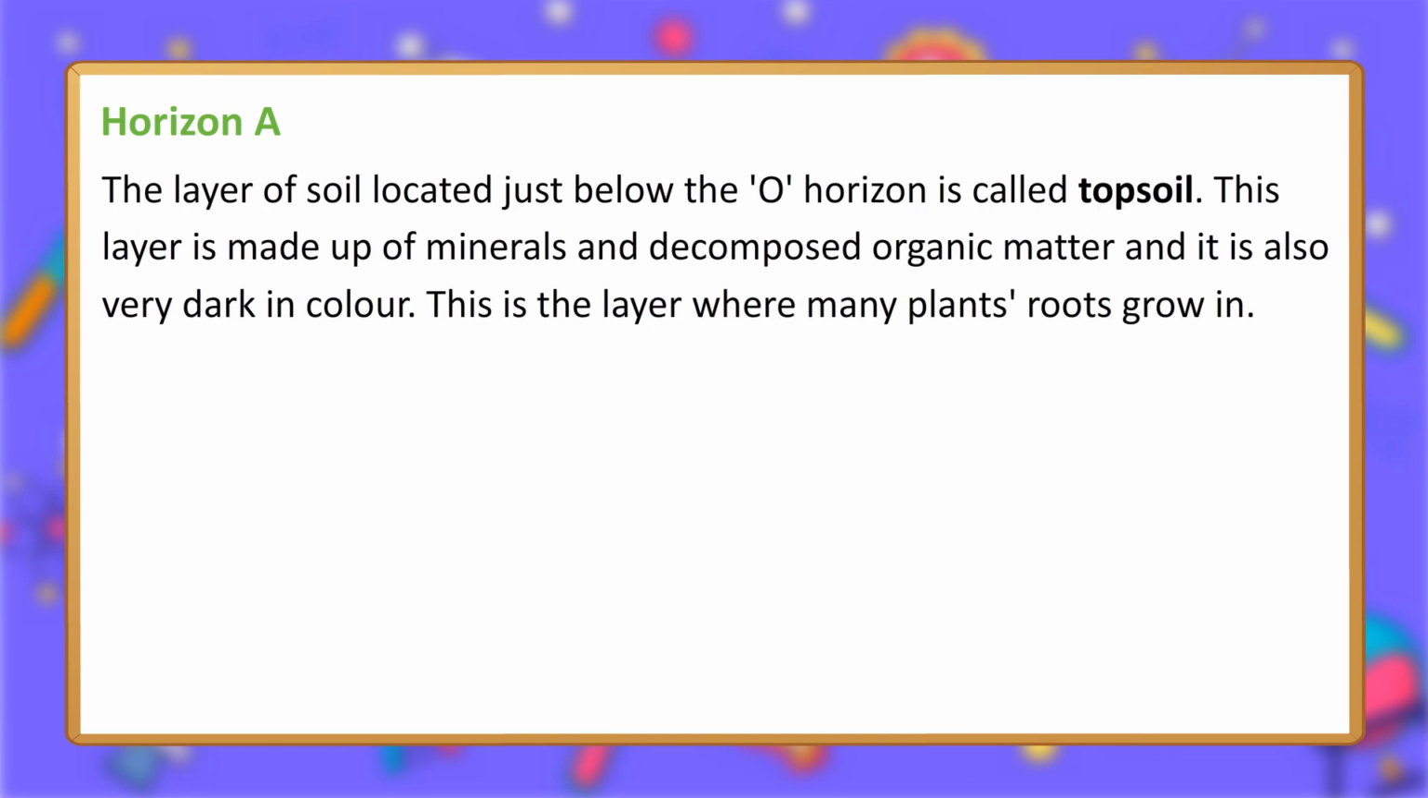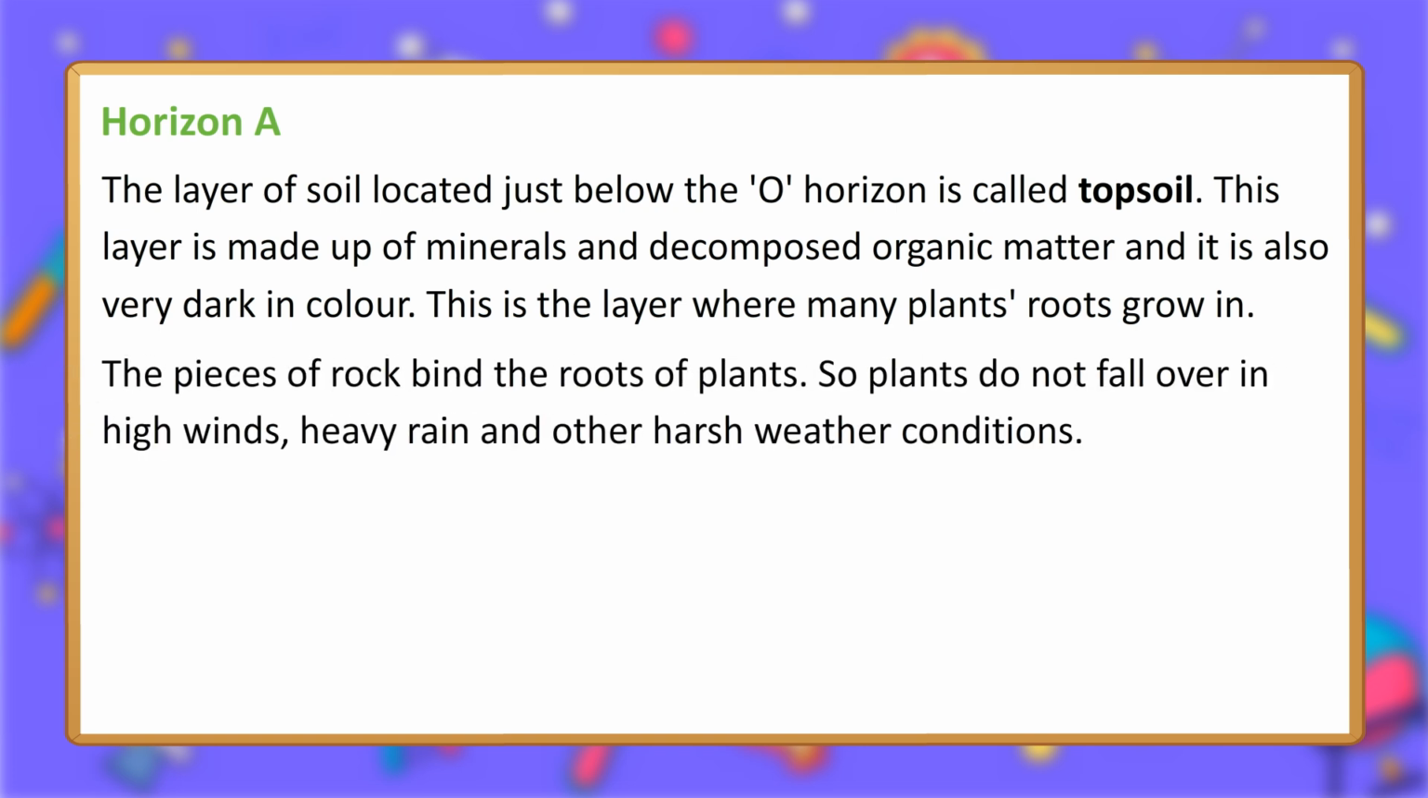Horizon A. The layer of soil located just below the O horizon is called topsoil. This layer is made up of minerals and decomposed organic matter, and it is also very dark in color. This is the layer where many plants' roots grow in. The pieces of rock bind the roots of plants, so plants do not fall over in high winds, heavy rain and other harsh weather conditions.